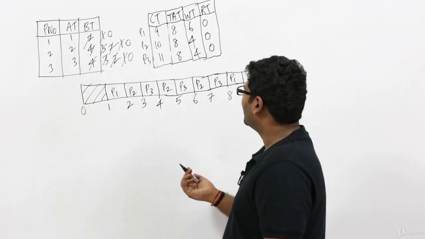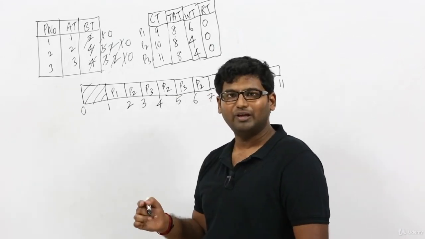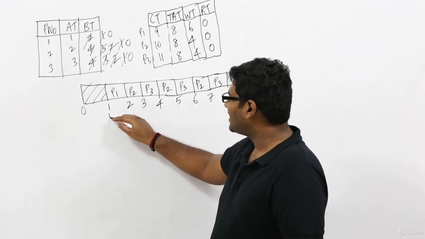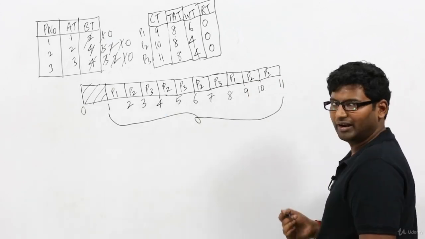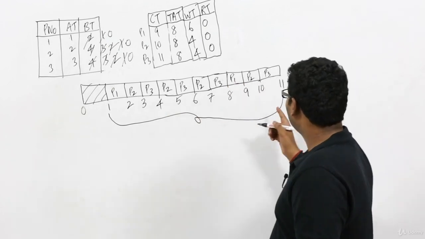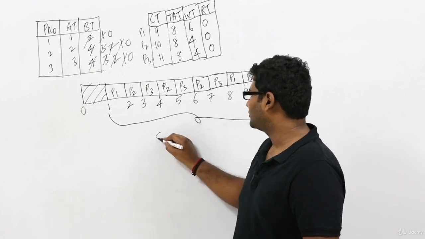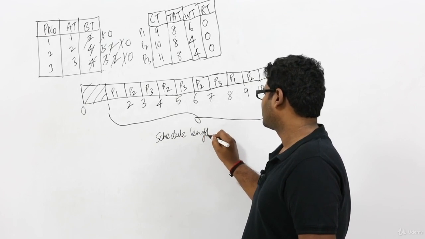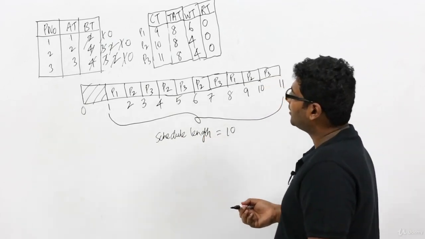Now let's see the schedule length. Schedule length means our scheduling algorithm has started scheduling one of the processes starting from time unit 1, and it has been scheduling one of the processes until time unit 11. So schedule length is nothing but 11 minus 1 equals 10. Fine.